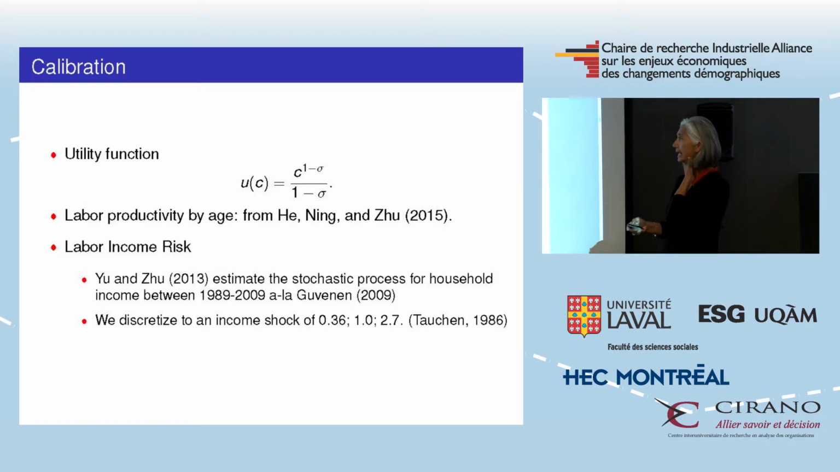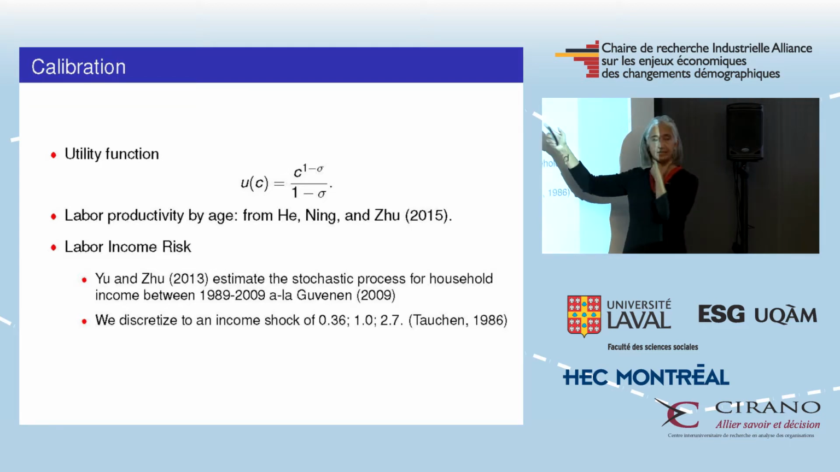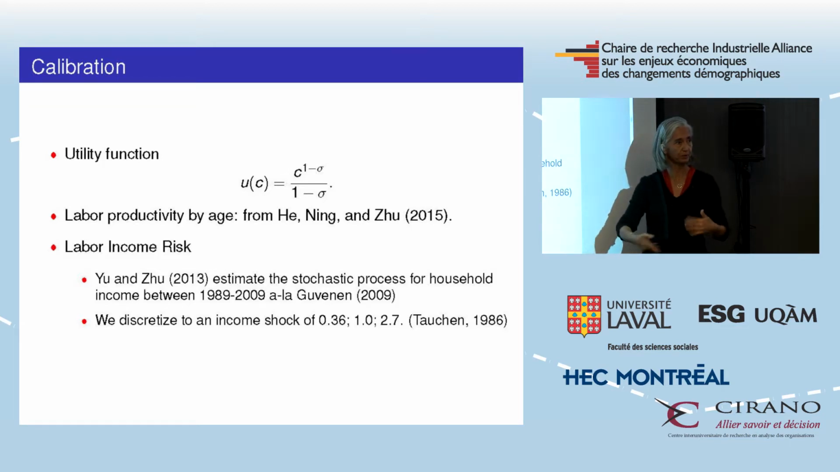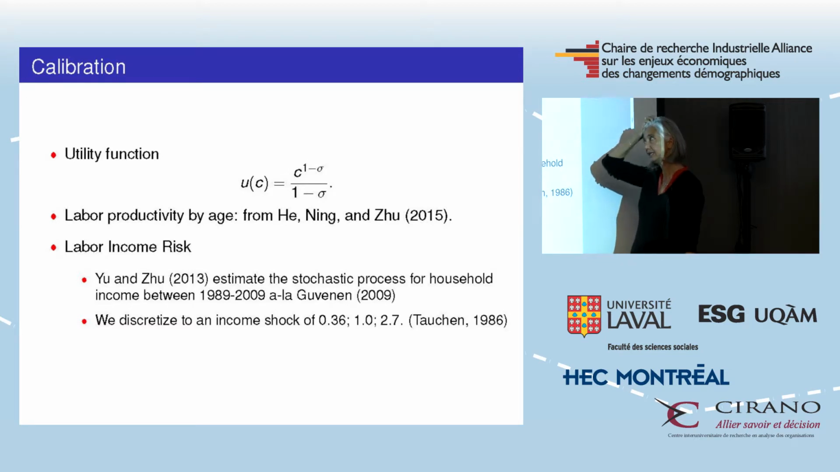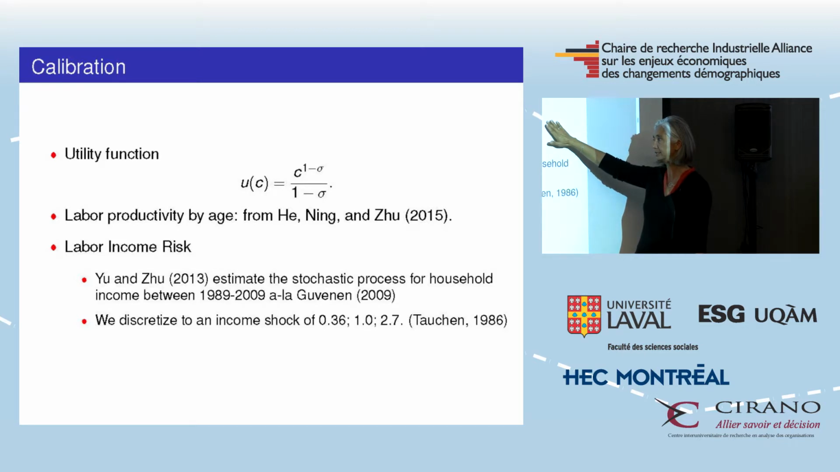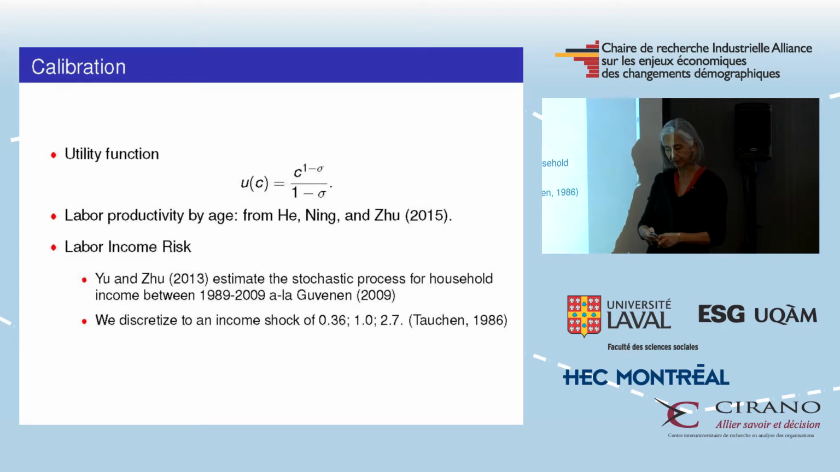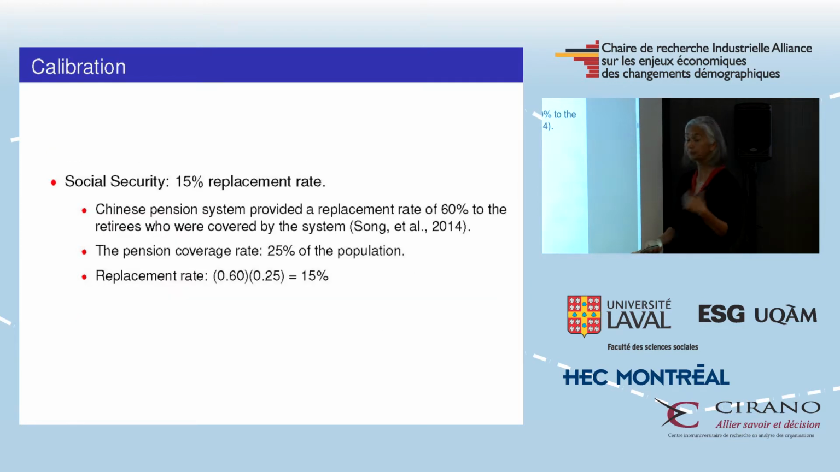We've also taken, especially in the first paper, and then carried it over to this paper, the amount of labor productivity by age, from people who worked with the data sets in China, as well as the labor income risk that existed since the 80s. So those are included in the model.